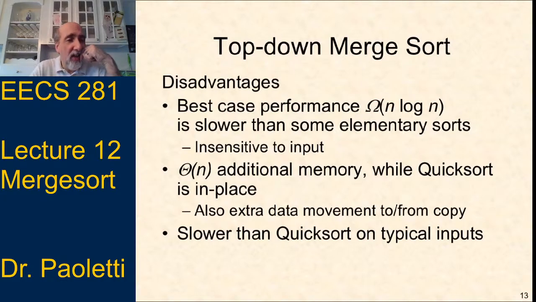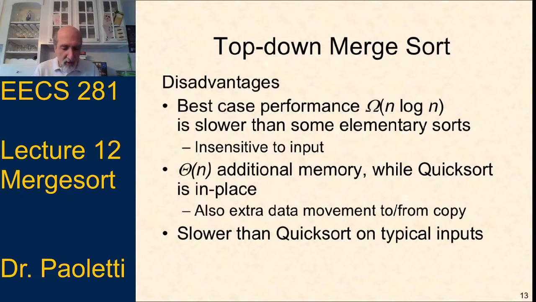The other downside is that merge sort, at least as we wrote it, requires big theta of n additional memory, where quicksort can be in place. Now, you might ask, couldn't you just merge into the same region you're copying from?